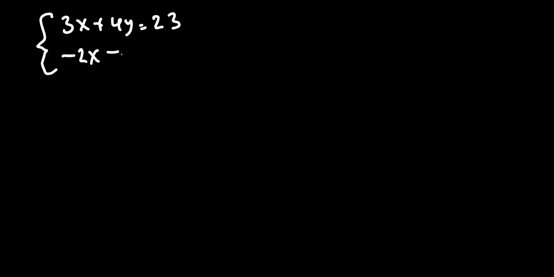Hello, everybody. Today we're going to be going over Gaussian elimination, otherwise known as reduced row echelon form, for solving systems of equations. So, let's give an example system. We have 3x plus 4y is equal to 23, and we have negative 2x minus y equals negative 7.